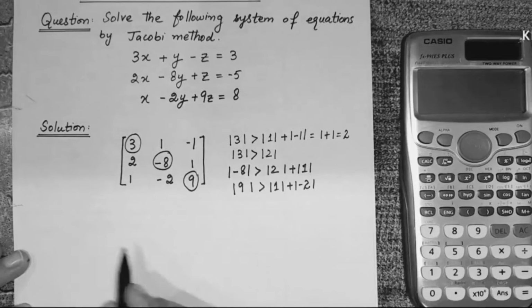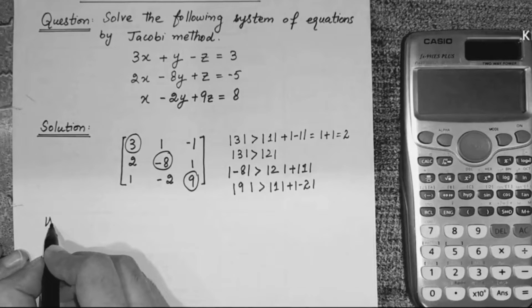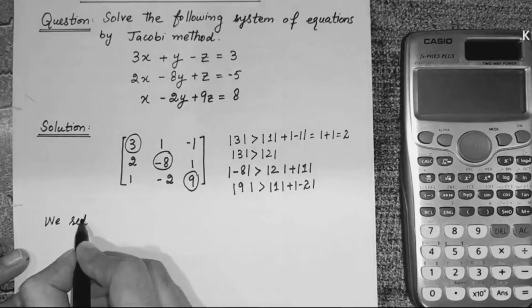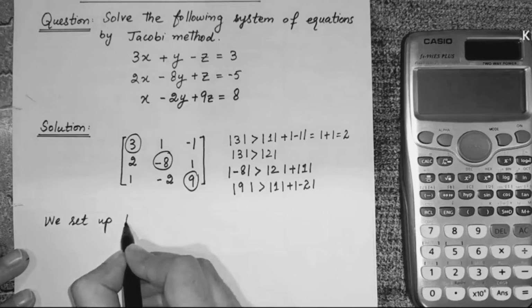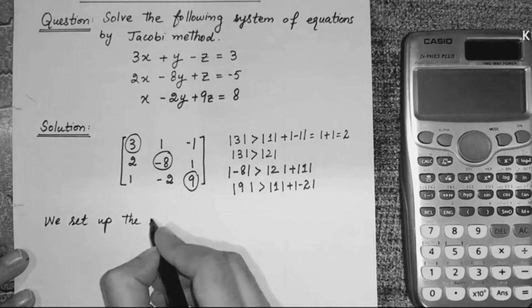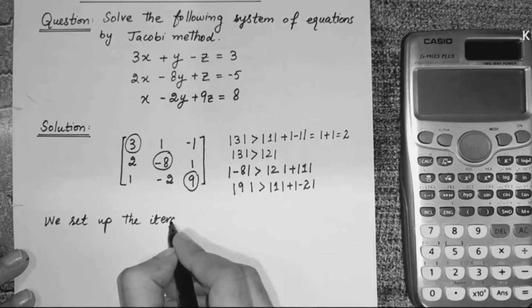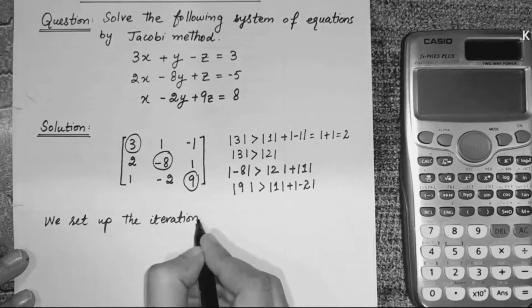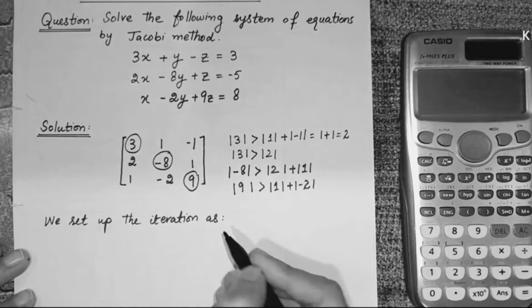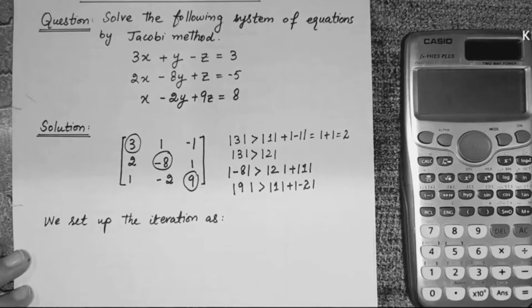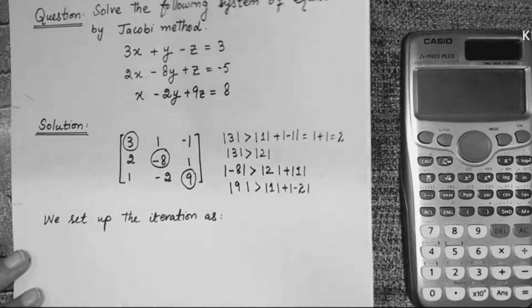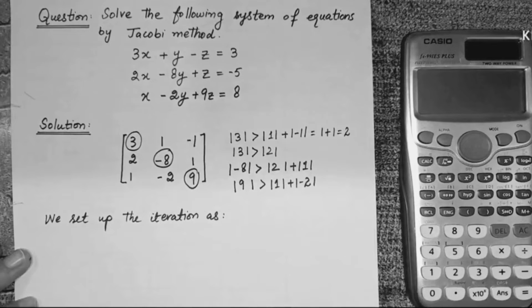Now we set up the iteration. I'm not going to explain the general formula. I'll explain it step by step, and you will learn how to solve the system by using the Jacobi method.